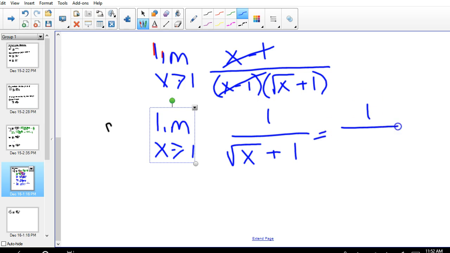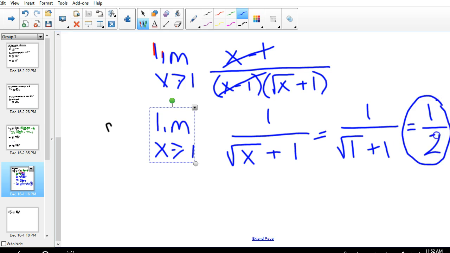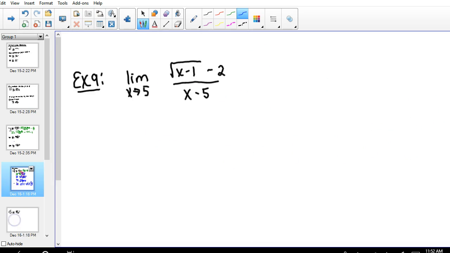And now, square root of 1 plus 1, we get 1 over 1 plus 1, which is 2, so we get 1/2 as our answer. Okay, questions? Okay, so if you see one with the square root in it, this is probably what you're going to do. Let's do another one with the square root.